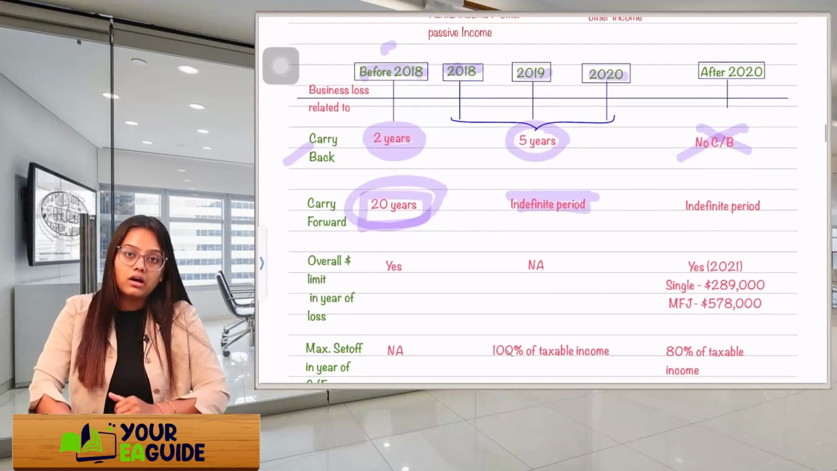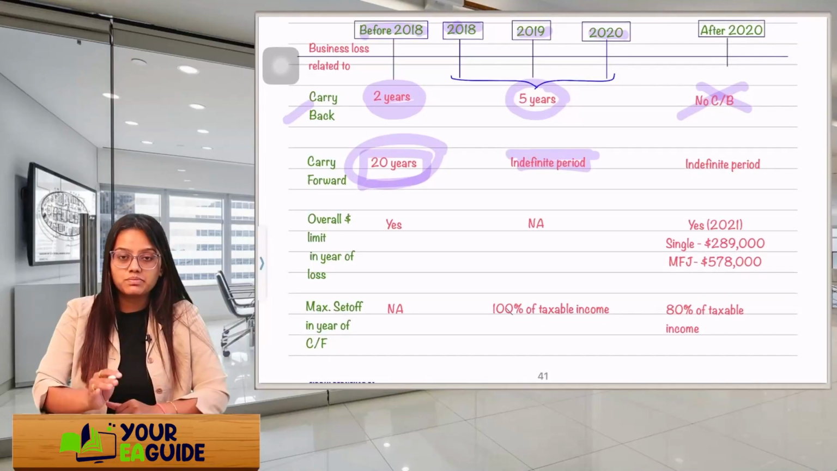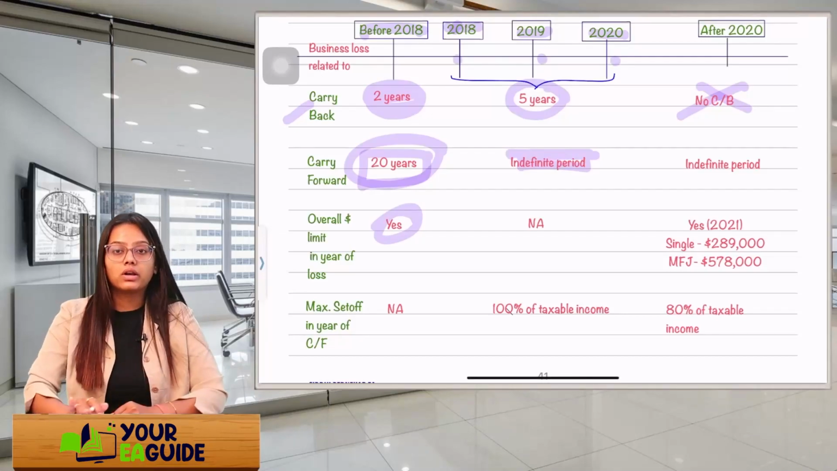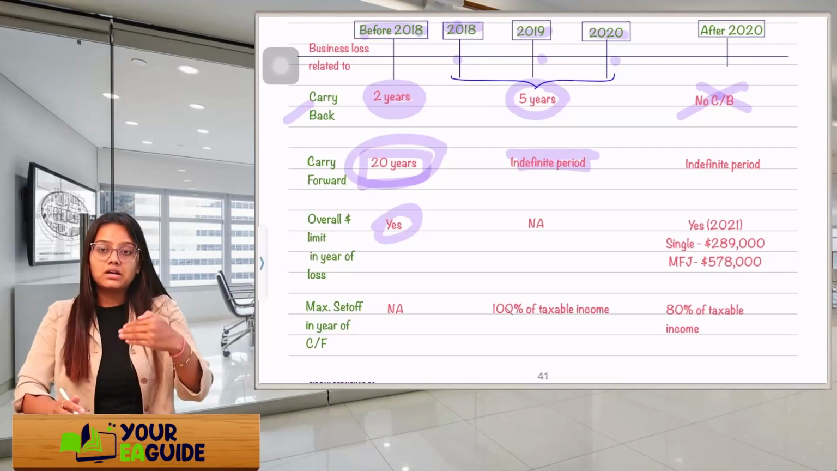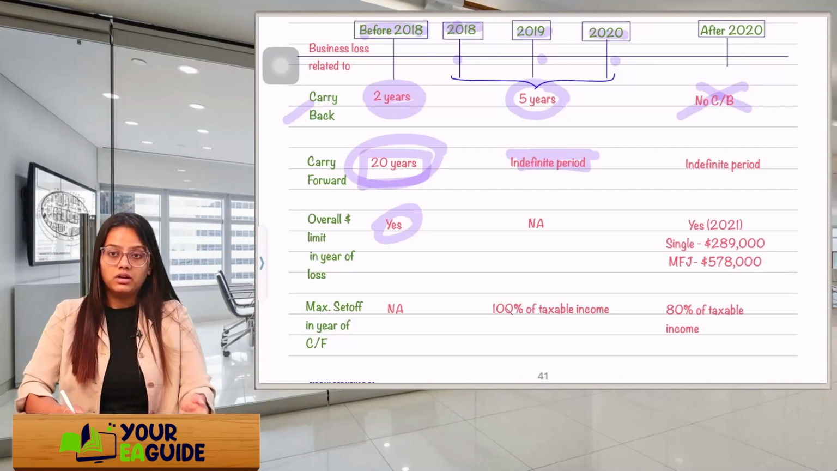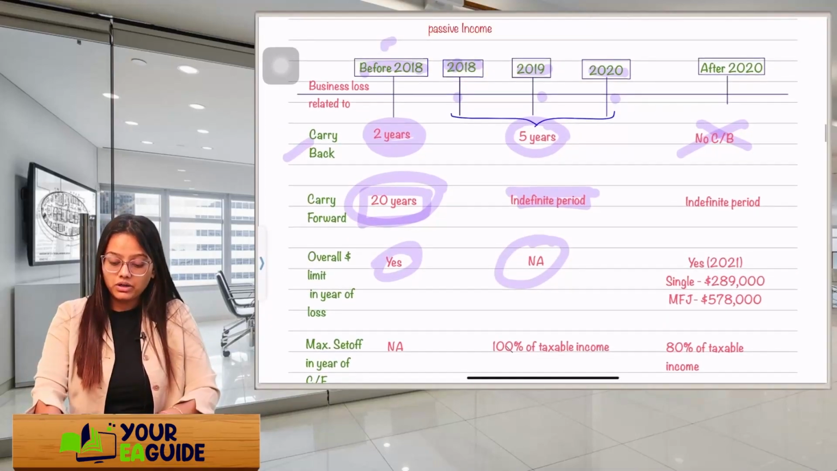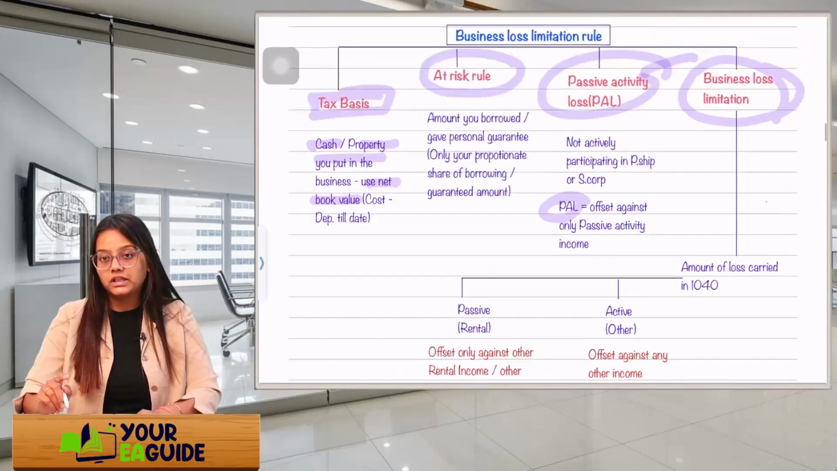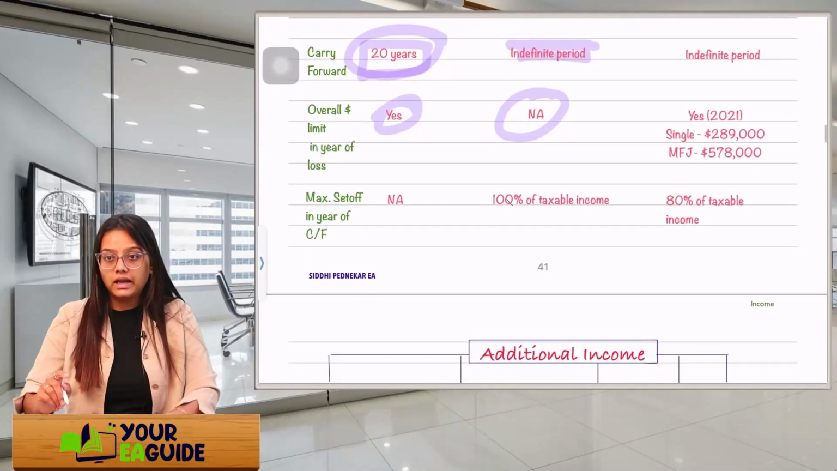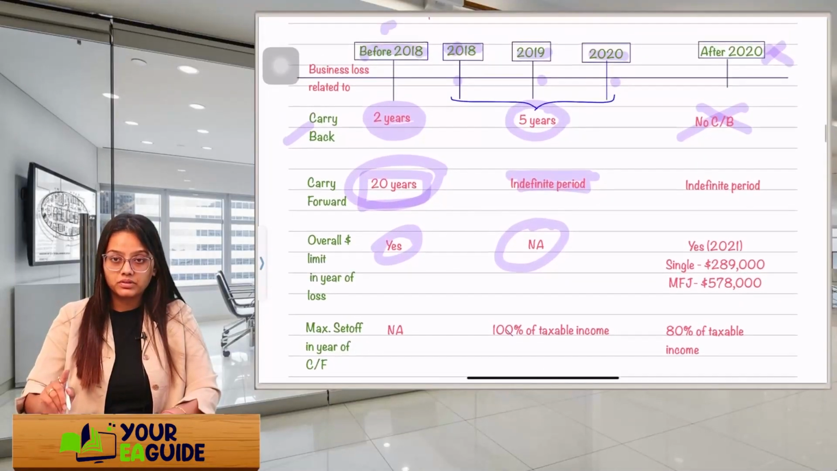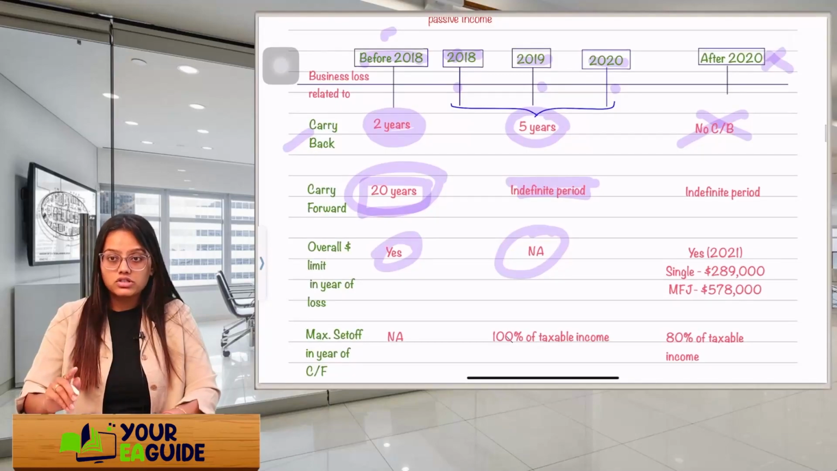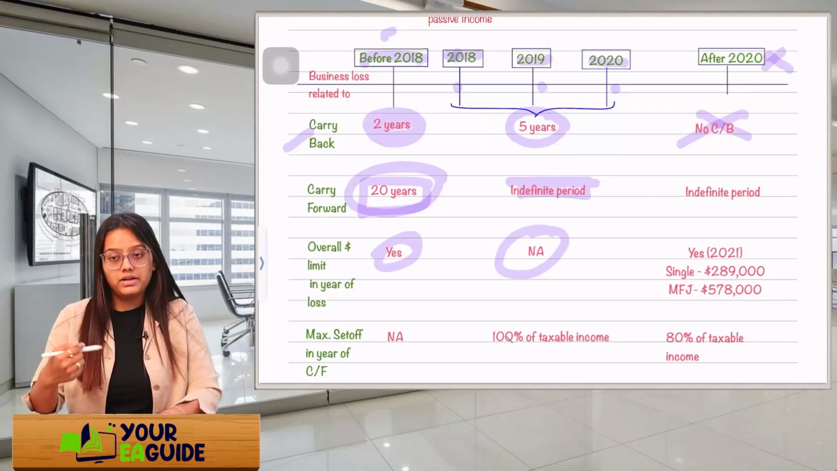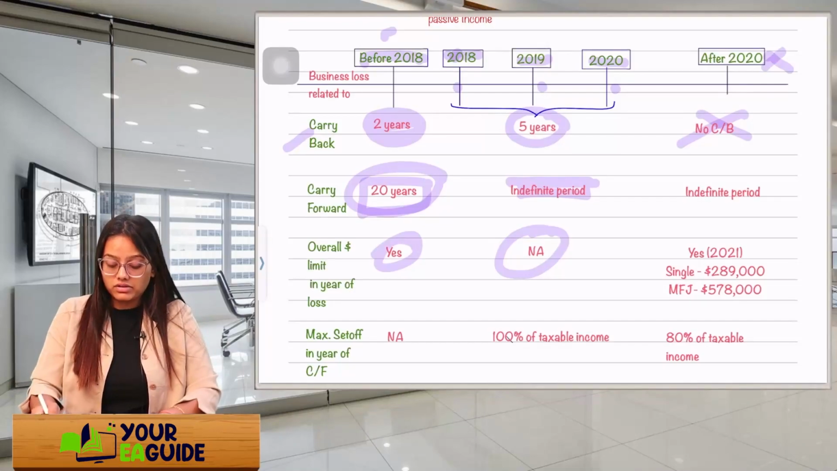Now see, the overall dollar limitation is there. For 2018 there were limitations, but no need to remember it; it was applicable in 2018 only. In 2018, 19, 20, there is no dollar limitation. What do we mean by dollar limitation? It means the maximum you can deduct. In 2020 also there is none, but after 2021 there was a dollar limitation. We have seen in the above scenario that only 289 and 578 you can deduct in the year of loss, and the remaining will get carried forward. That was there in 2021.